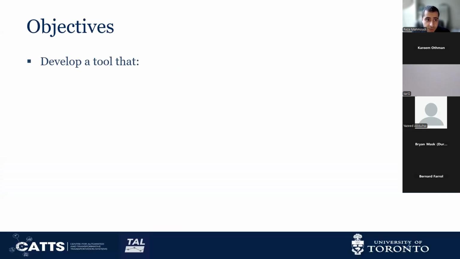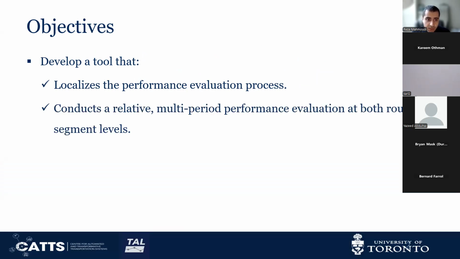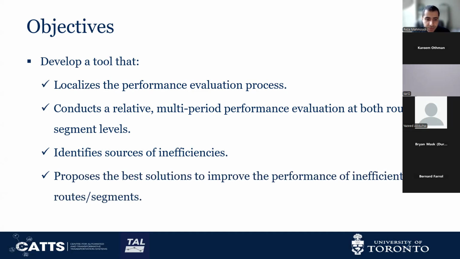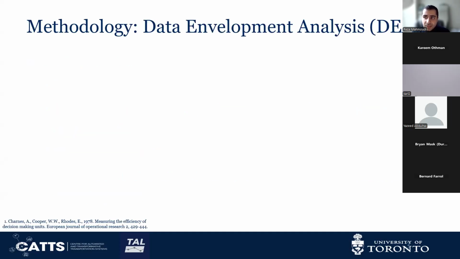So the objective was to develop a tool that localizes the performance evaluation process, conducts a relative multi-period performance evaluation at both route and segment levels, identifies sources of inefficiencies, and proposes the best solutions to improve the performance of inefficient transit routes and segments. The main advantage and the main difference between T-Spark and other similar tools is the methodology embedded in the heart of T-Spark, which we call data envelopment analysis, or DEA.